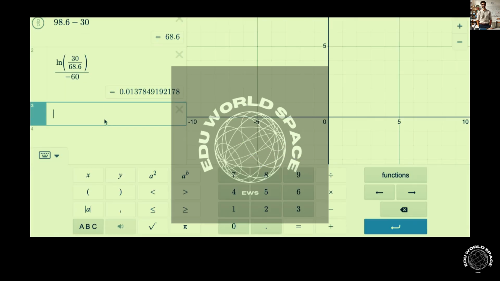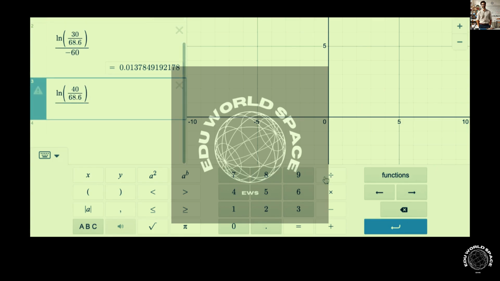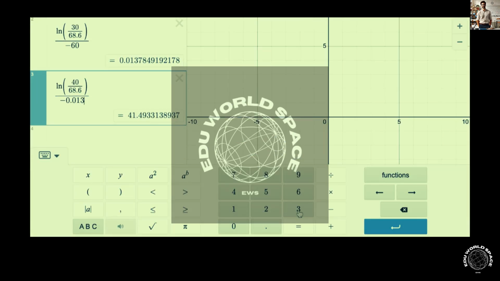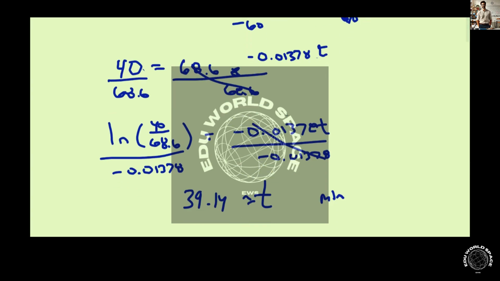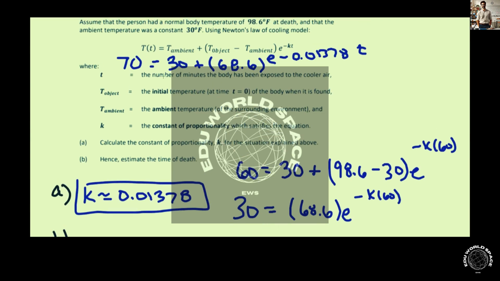So the natural log of 40 over 68.6, over negative 0.01378, and that would be 39.14. And that would be minutes. So it would take 39.14 minutes to get to 70 degrees.